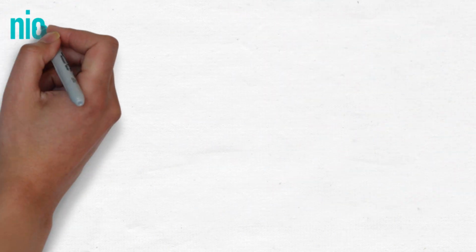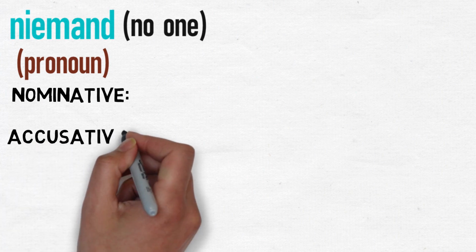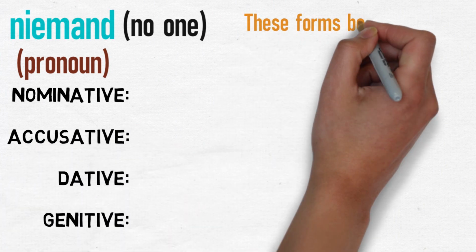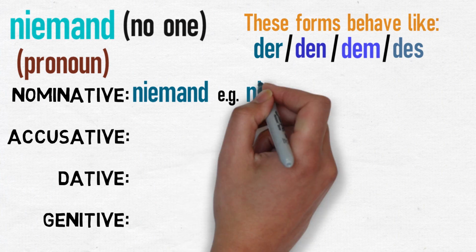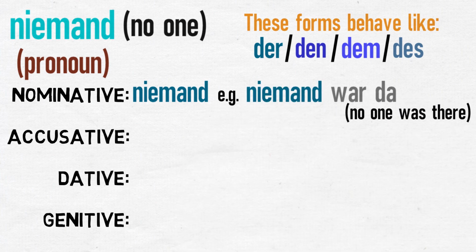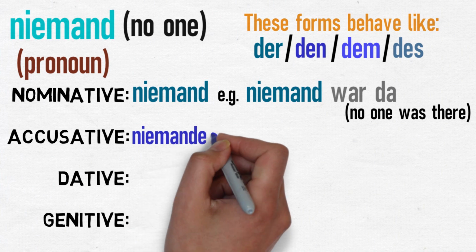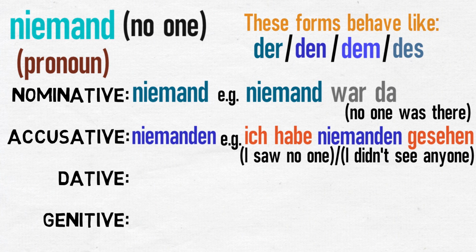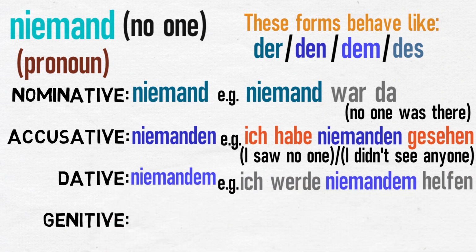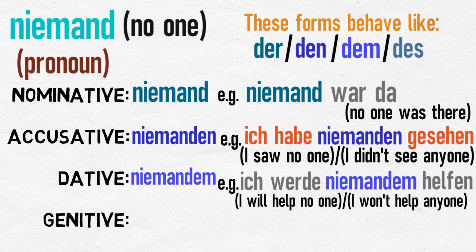The pronoun niemand, meaning no one, appears in 4 different forms in German, which depends on the cases. These forms look and behave like the definite articles der, den, dem, and des. For example, nominative niemand, such as niemand war da, no one was there. Accusative niemanden, for example, ich habe niemanden gesehen, I saw no one. Dative niemandem, for example, ich werde niemandem helfen, I will help no one, or I won't help anyone. And genitive, which would be niemandes, although this is extremely rare.